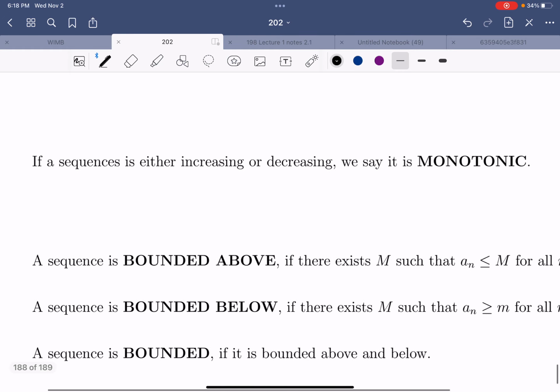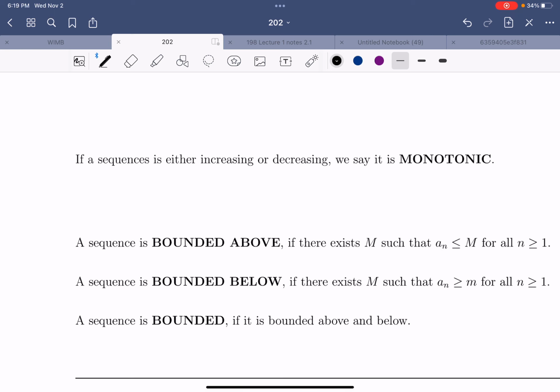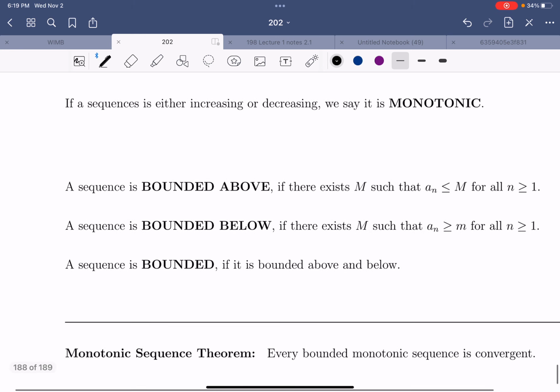Okay, so some more things we want to comment on here. If a sequence is either increasing or decreasing, we say it is monotonic, right? So it's doing the same thing all the time. It's either always going up or it's always going down. That's the mono part. There's one thing happening. We can also talk about whether a sequence is bounded above or bounded below. And so bounded above means that there is a number that you can choose such that all of your a_n values are less than that. Bounded below means that I can choose or identify a number for which your a_n's are always greater than that number. And if you can do both, then we say that it's bounded.